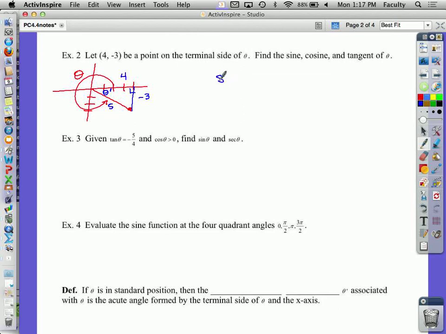And if I use that 3 is negative, I'm going to be able to do this correctly. SOHCAHTOA, it's -3/5 for sine. And that makes sense, because in the 4th quadrant, sine is negative.